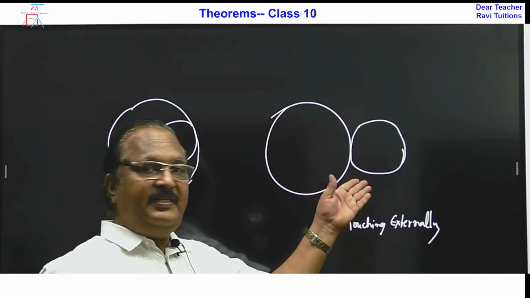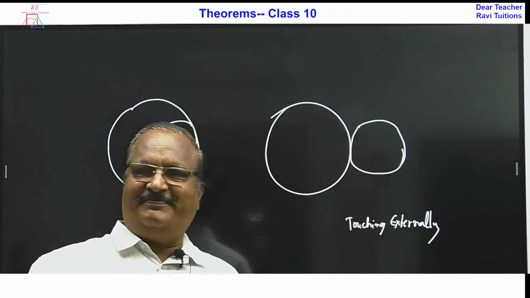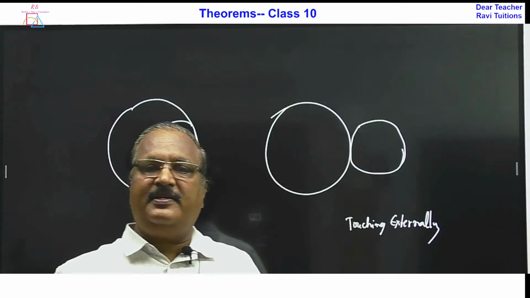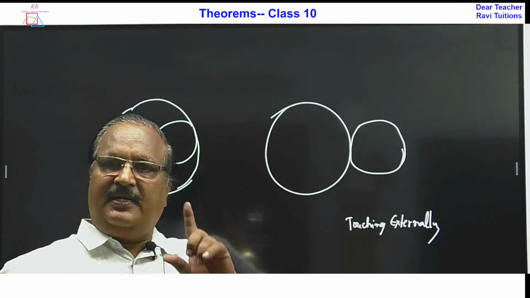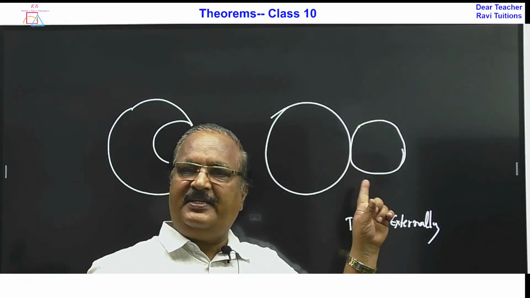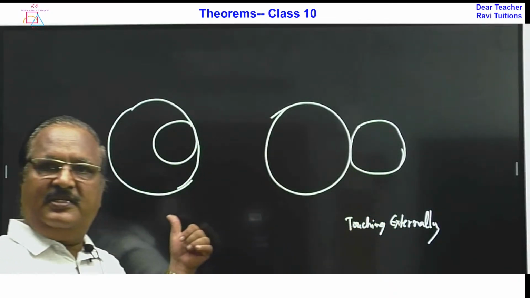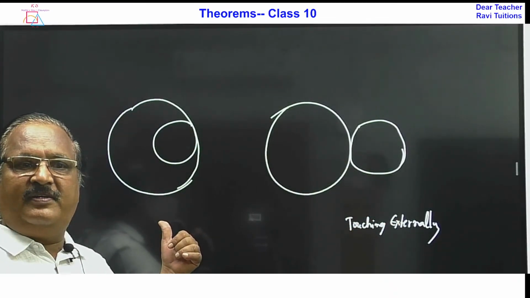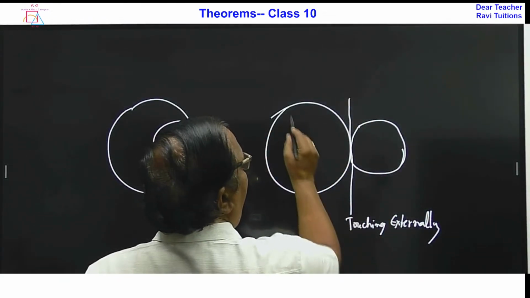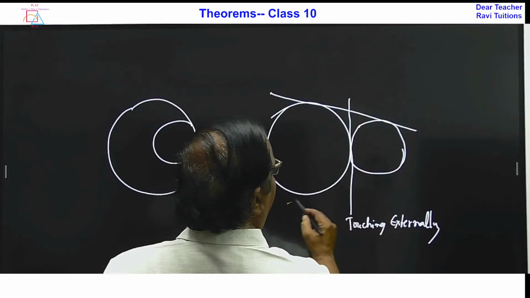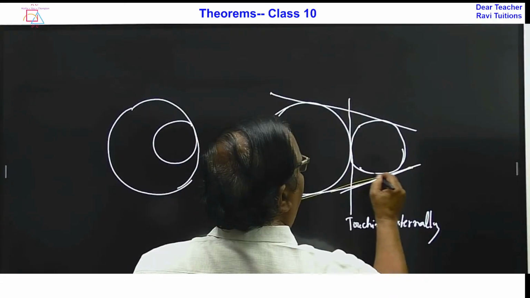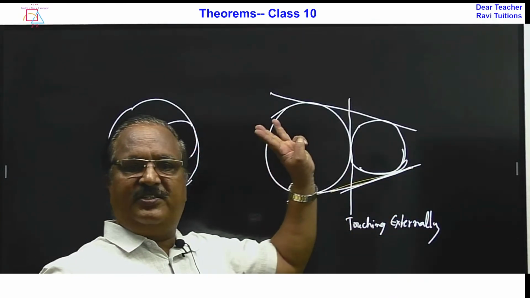So now in this case, how many tangents can we draw? That means common tangents. Common tangent means a tangent for both the circles. So in this case, how many common tangents can we draw? Here definitely one tangent we can draw, and this is one more tangent, and this is one more tangent. So for this, three tangents we can draw.